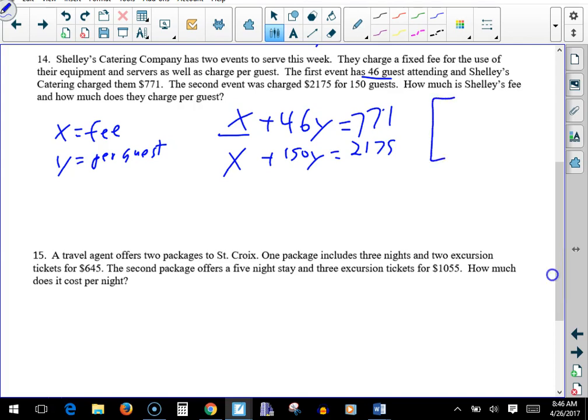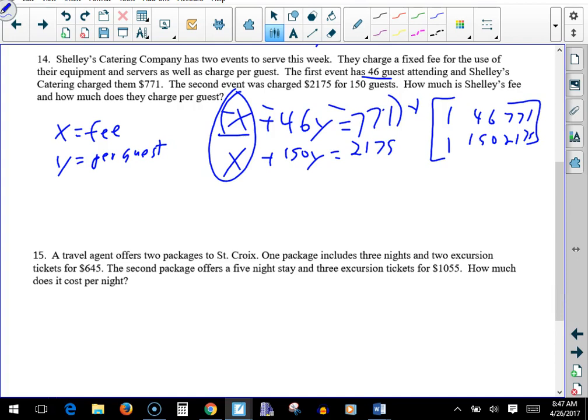So again, if you wanted to, you could put this in the matrix and do 1, 46, 771; 1, 150, 2175. But these are stupid simple problems because all you have to do is cancel the x's with one of them being negative. Again, I always pick the smallest one, so I'm going to pick the first one because of the 46. And you can physically multiply by negative 1 like this, or you can just go negative, negative, negative. Whatever you want to do. When you add them together, the x's cancel. You get 104y equals 1404.